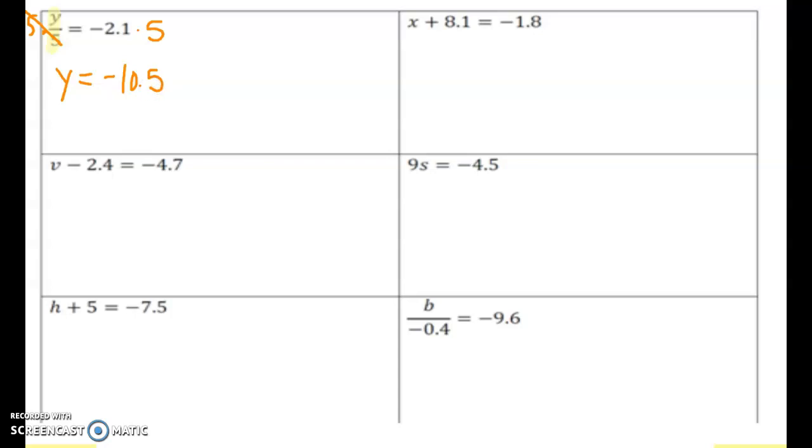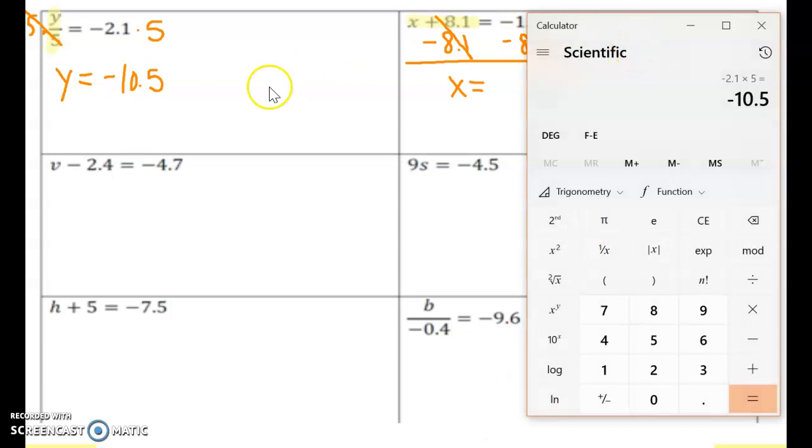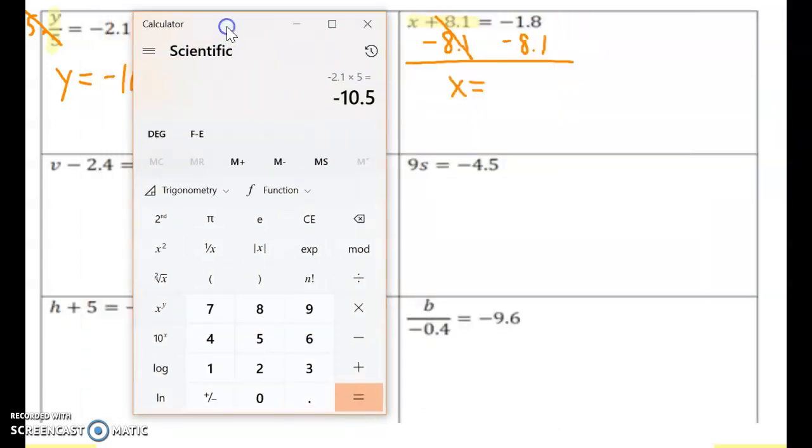All right, moving over to the top right, we have x plus 8.1 equals negative 1.8. So again, here's the side with my variable. You should be able to see that it is addition acting on the variable. So our opposite operation would be to subtract, so that our number cancels, just hanging out with the variable. Opposites cancel. So we're left with x equals, grab your calculator here, negative 1.8 minus 8.1. And you get the answer of negative 9.9.